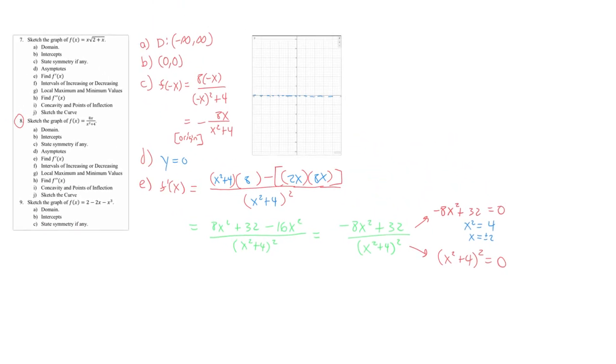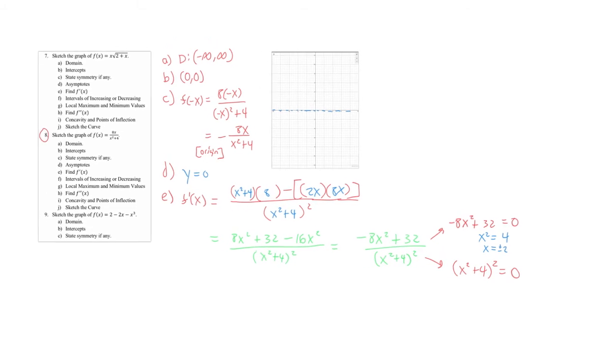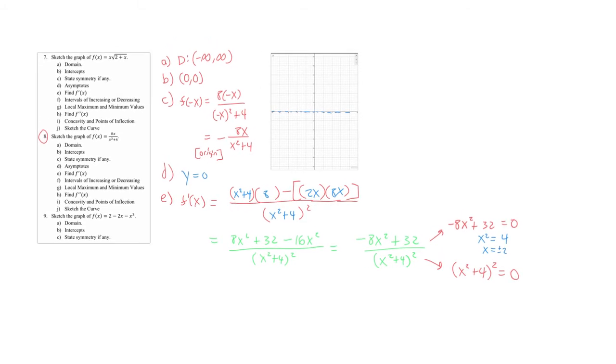Now, I want to remind myself, what was the domain? The domain was all real numbers. Okay, so that's cool. So at that point, we want intervals of increasing or decreasing. Well, first you got to find the critical values. We already did that. The critical values are positive 2 and negative 2. So therefore, we have to write a sign chart. I'll do it over here. Why not? Negative 2, positive 2.